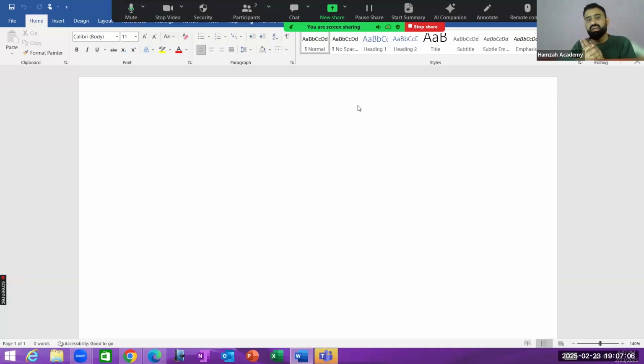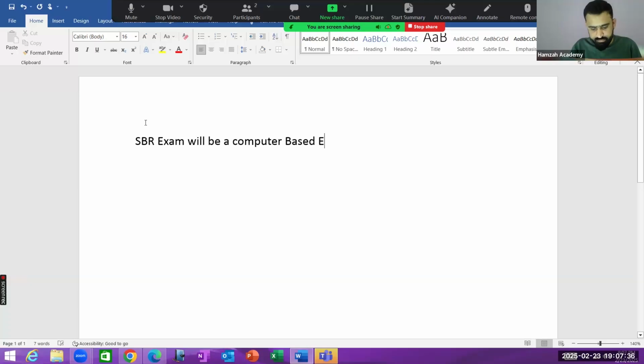First of all, we will quickly go through what the paper pattern is. Dear student, as you know, this paper of SBR, Strategic Business Reporting, exam will be a computer-based exam. It will be a computer-based exam, first of all. This computer-based exam will consist of two parts.